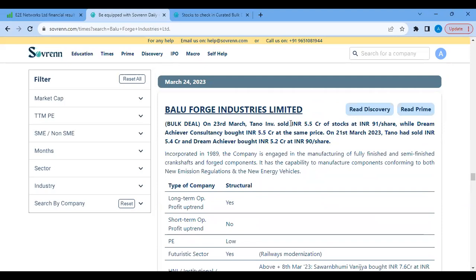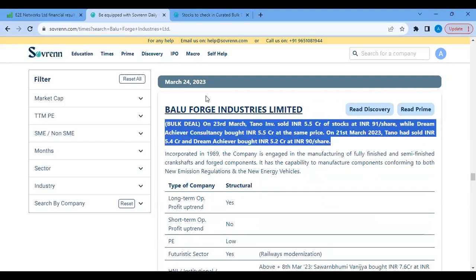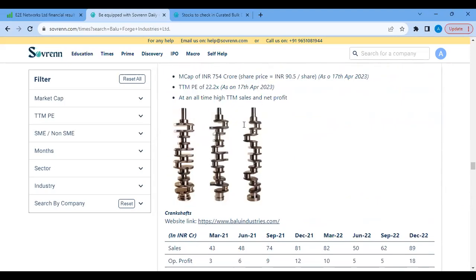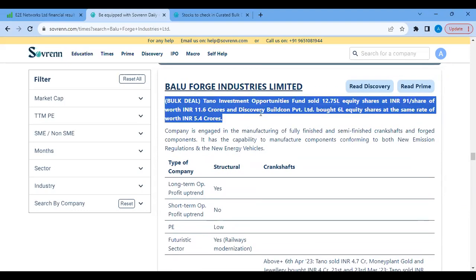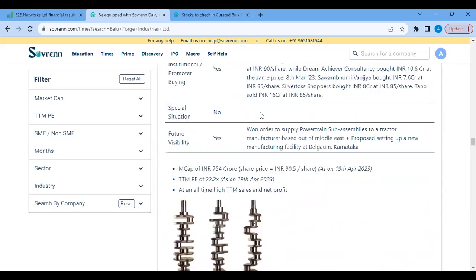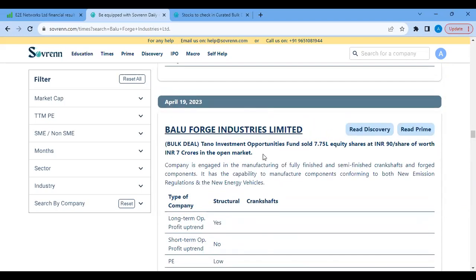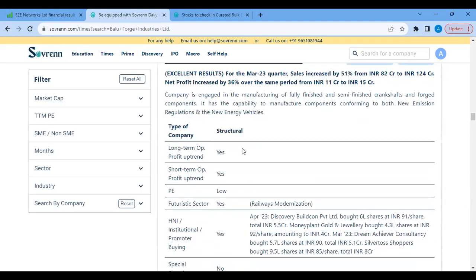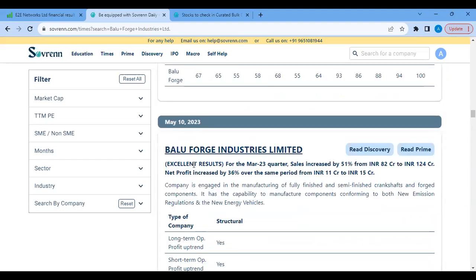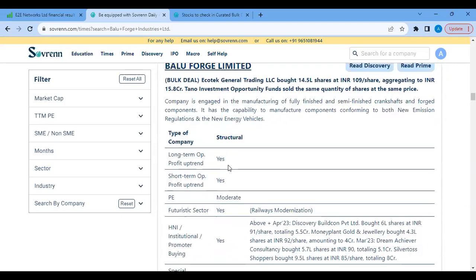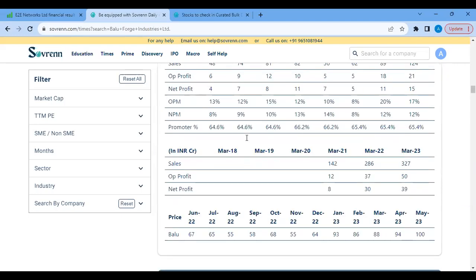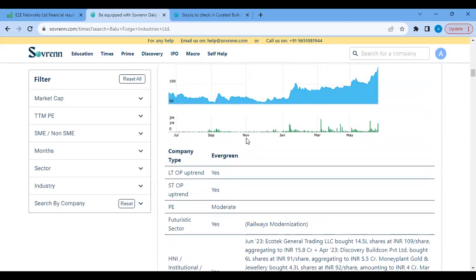ठीक है, अब आया और बाइंग आई. March 24th को भी HNI बाइंग हुई. Then what happened? More buying in April 17th. Now what happened? ठीक है, थोड़ा सेलिंग में आया. Good results. फिर company published excellent results. Then what happened? More buying happened. Then what happened? अभी आएगा मजा.